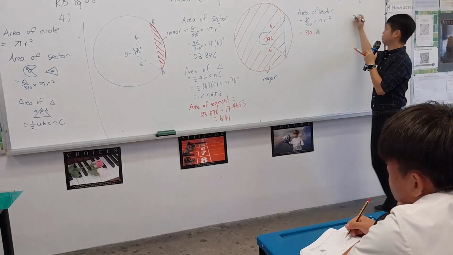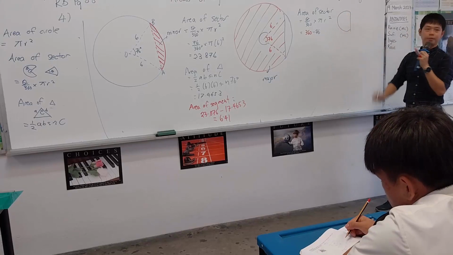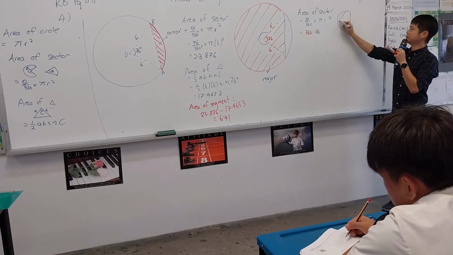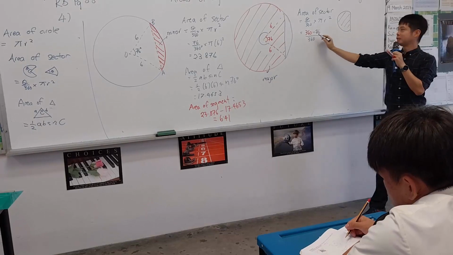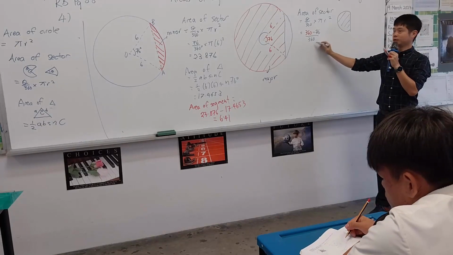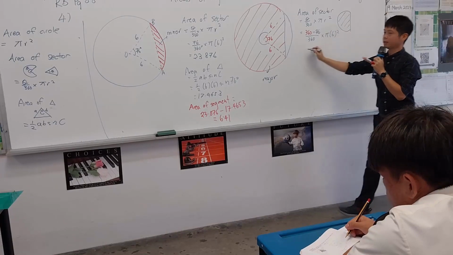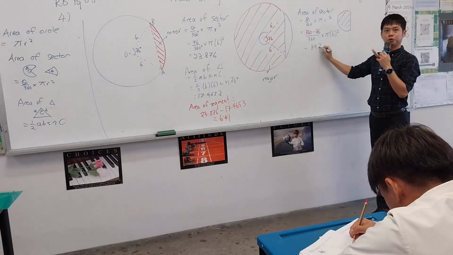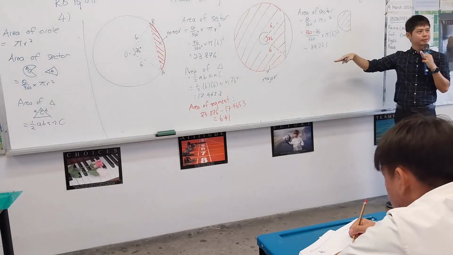Now, in case you can't see it, the segment is actually this shape. Alright, this is a segment. So I will use 360 minus 76 over 360 times pi r squared. 89.221.